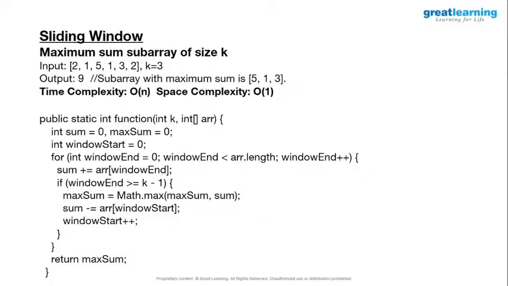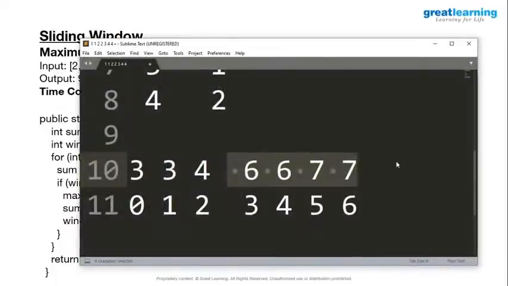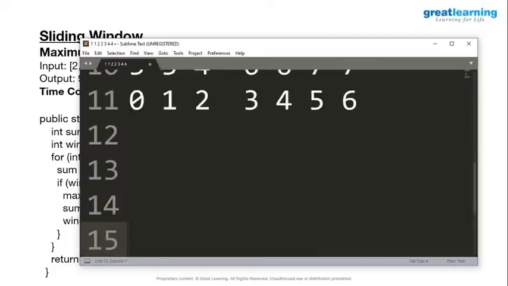Now we need to find that sub array which has the maximum sum of size k. K is an arbitrary value. It can be 4, it can be 5. Right now I'm talking about 3. Now how does this sliding window work? Let me show you an example: 1 2 3 4 and 5. It can be sorted or maybe it cannot be sorted. That's not the point here.